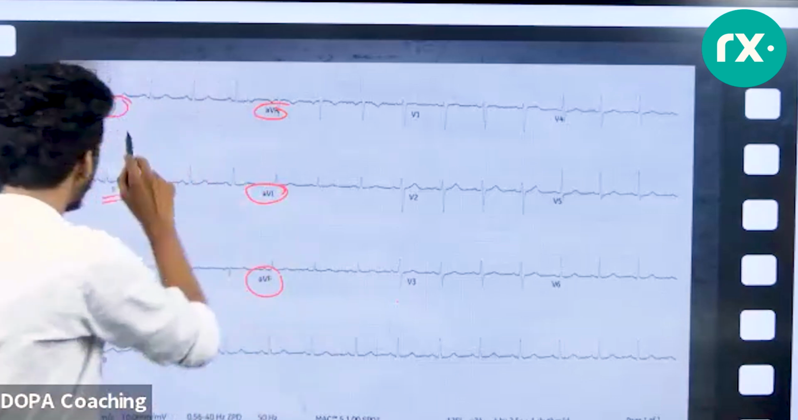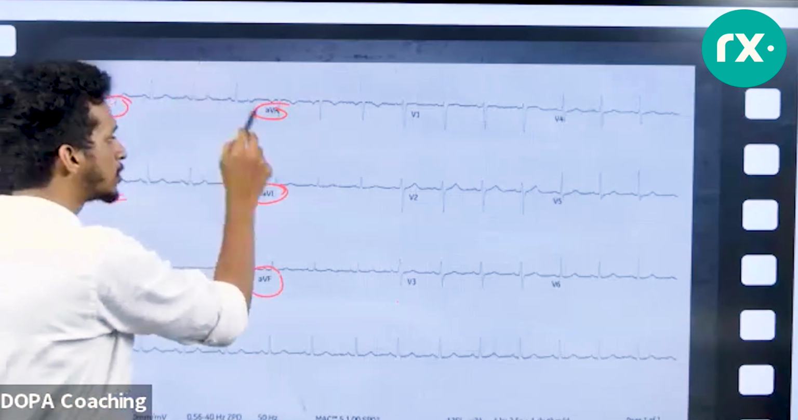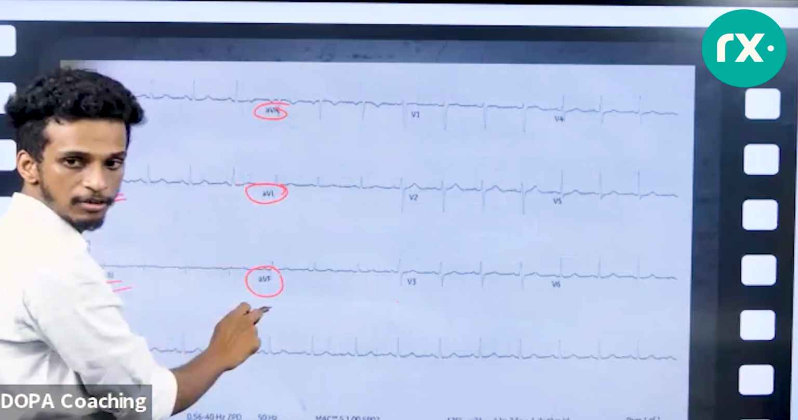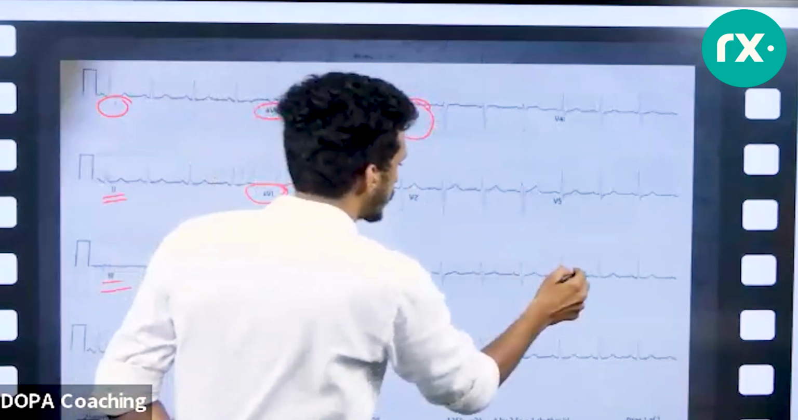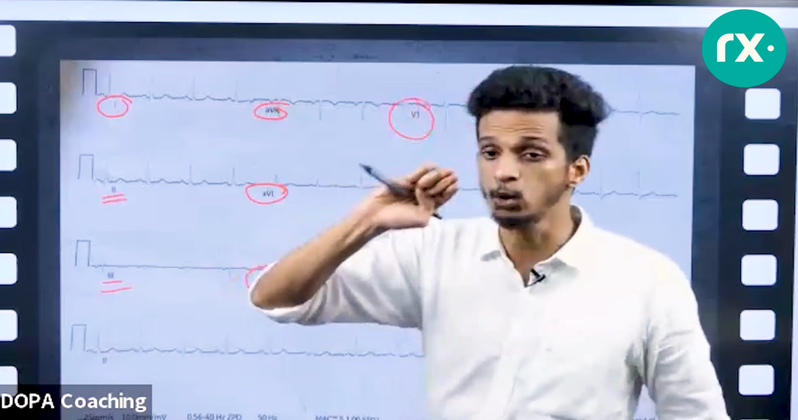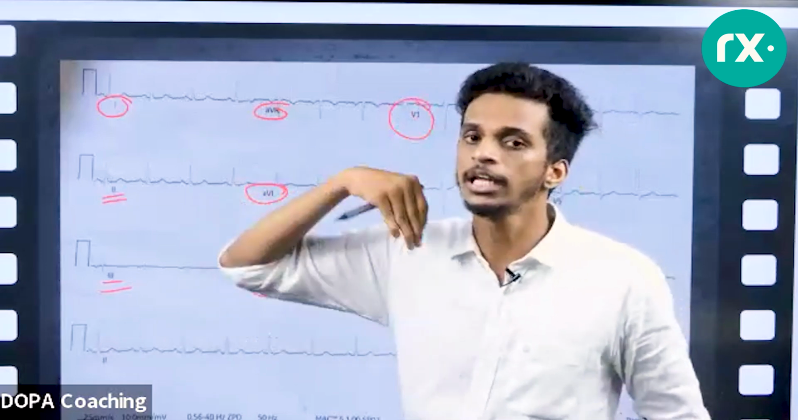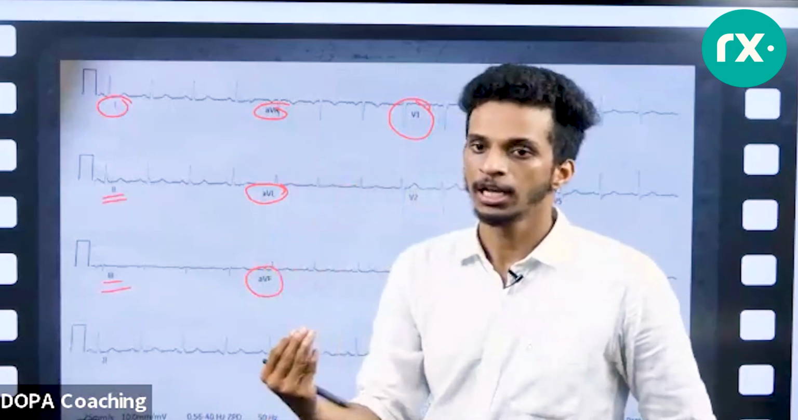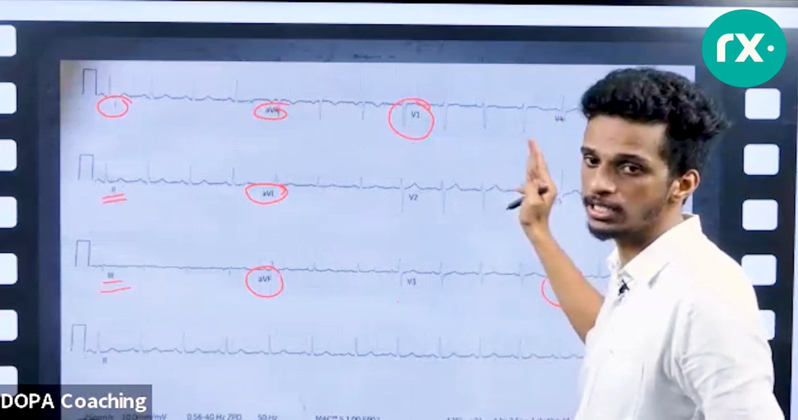So this is lead 1. This is lead 2. This is lead 3. This is AVR. This is AVL. And this is AVF. And here we have leads V1 to V6. This is V1, V2, V3, V4, V5, V6. This is how a normal 12 lead ECG looks. What we usually take is a 12 lead ECG.